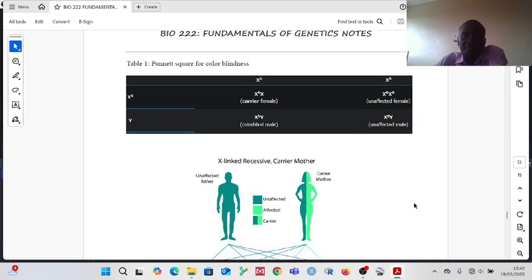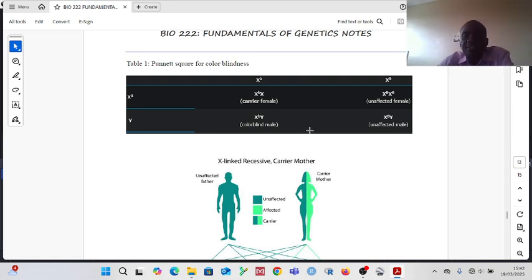In table 1 is a Punnett square for color blindness. So the recessive one is the small b, but the capital B is the normal one. So if you have the capital B, then you're not affected, you're not colorblind. But when you have the small b, if you are a son, you are colorblind. If you are a female, you are likely to be a carrier, depending on the other X chromosome that you have.